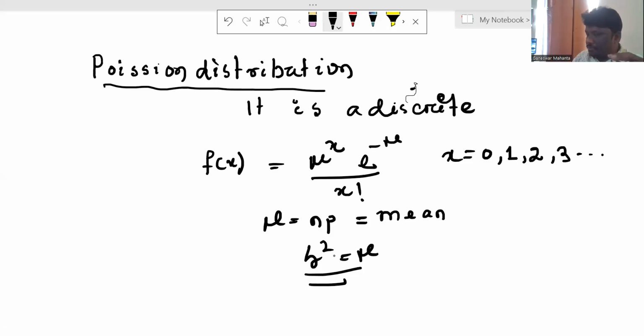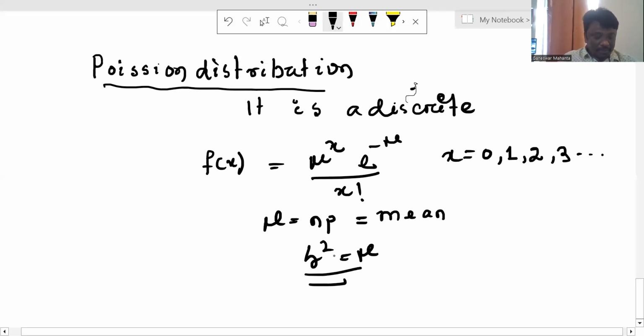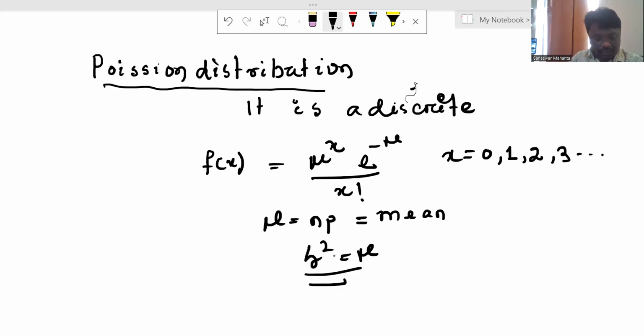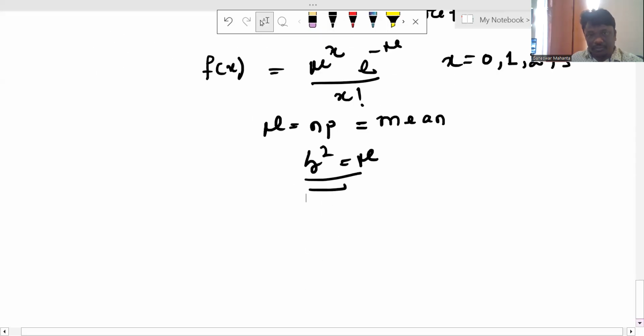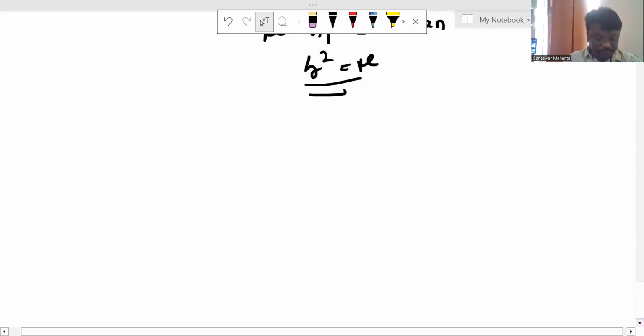So basically, we have to compute the Poisson distribution by using the mean of the given problem, and the mean of the given problem is purely based on success and failure, or effective or non-effective, defective or non-defective. So let us consider one example of how to use this problem.